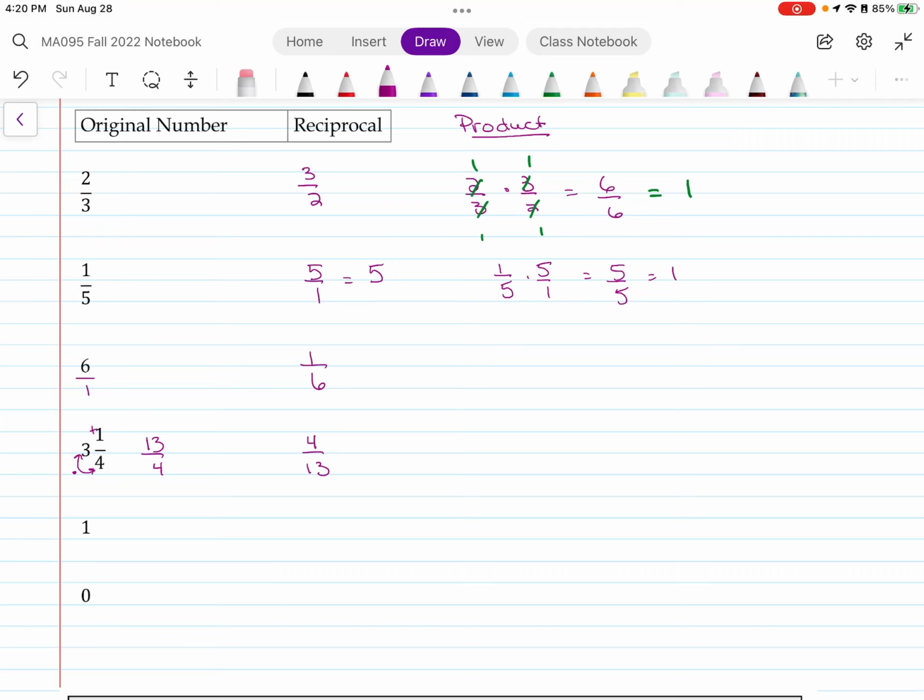Okay, so remember that this is just a whole number, so 1/1 is what 1 actually is. So what's the reciprocal of 1/1? Well, it's 1/1, or just 1. So the reciprocal of 1 is 1. It's the only number that is its own reciprocal.